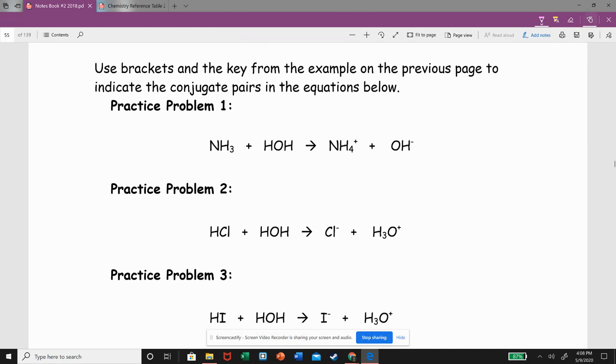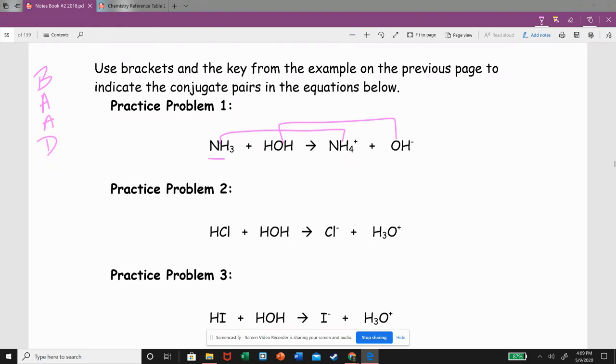I know it's a little bit weird, trying to get this from a video. So we're going to use brackets, and we have to have an acid and a base on either side of this arrow. For NH3, we have to find its partner, NH4. Remember, the partners differ by 1 hydrogen. And HOH and OH differ by 1 hydrogen. So that's my first step. My second step is to figure out which ones donate and which ones accept the H plus. Bases accept, acids donate the H plus.